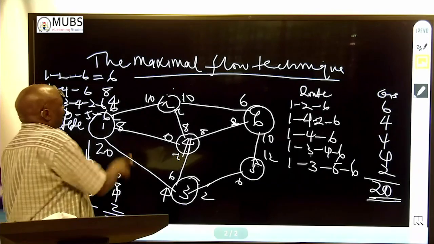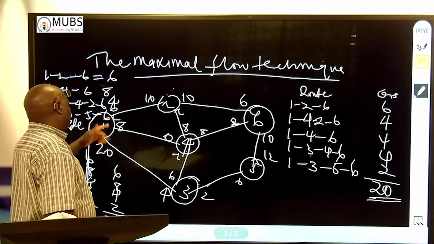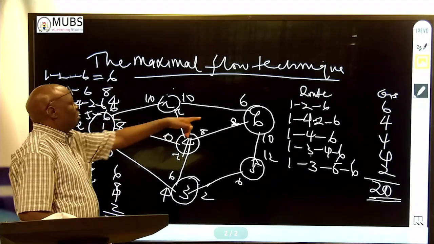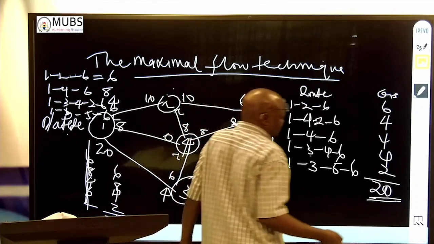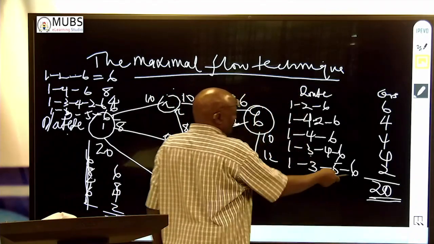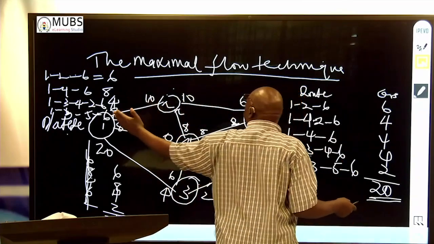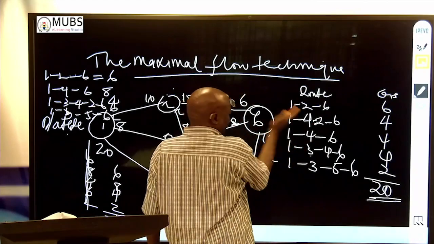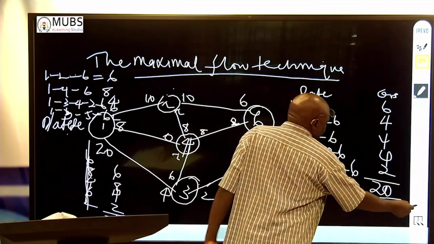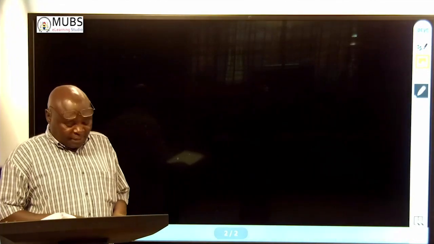You could have used any other direction or any other routes, but the solution will still be the same, which is 20 cars. Or if there are hundreds of cars, this is 2,000 cars per hour, maximum from Natete to Bweyogerere. You could do the reverse from Bweyogerere to Natete. Then the last part is the shortest route.